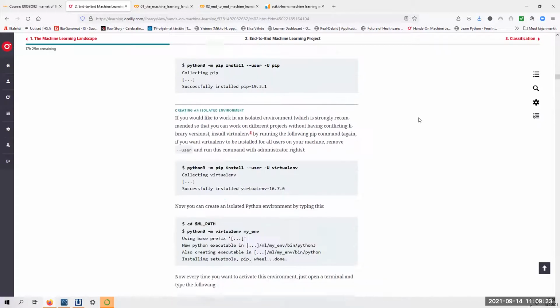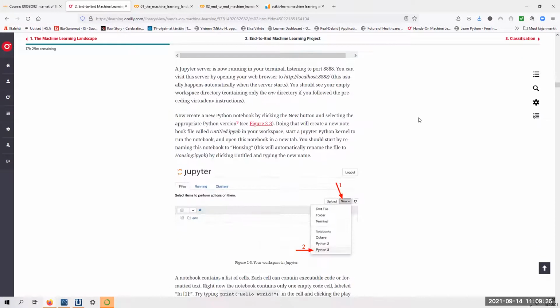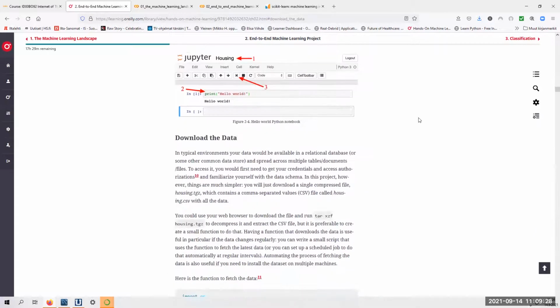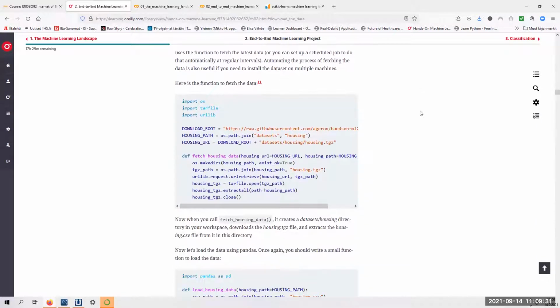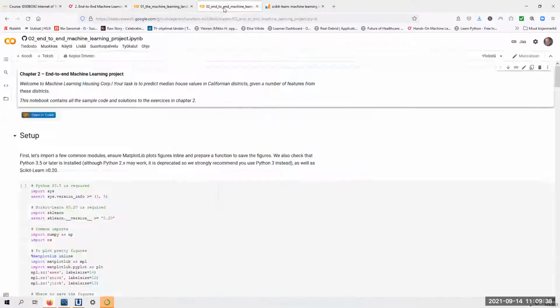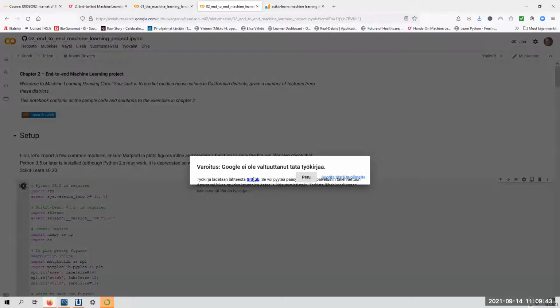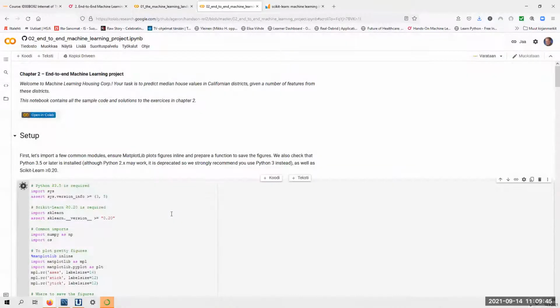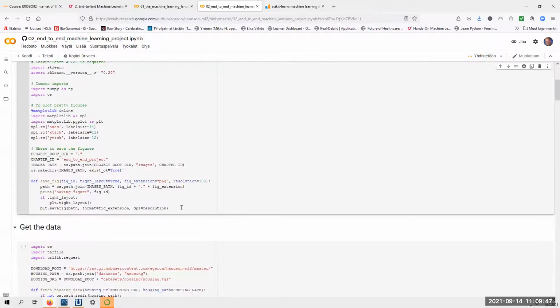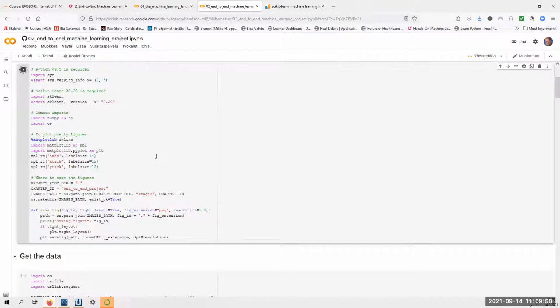Okay, here are the instructions for the Python code and the Jupyter Notebook. Download the data. Here again you see the same download route. It fetches the data, and this works also quite nicely, although it takes some time. But let's get the data and then continue from there next week.